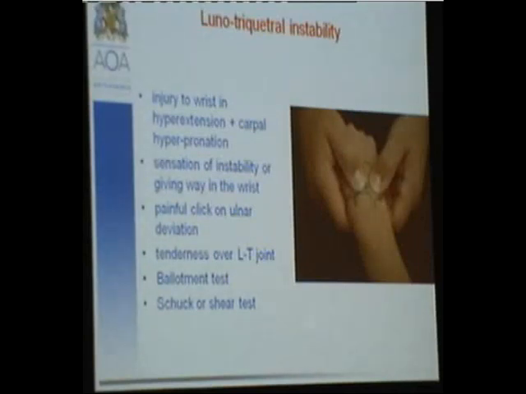Ballottement is basically pushing on the triquetrum and pushing it towards the lunate and trying to feel if it moves more than it should, and you can compare it to the other side. It's easy to compare to the opposite side. And then a shuck or a shear test where effectively you grab hold of the pisiform and the triquetrum with one hand and then stress it against the stabilized radial column of the wrist and move it backwards and forwards, much as if you were doing an anterior draw or something similar in the knee. A little graphic representation of that.